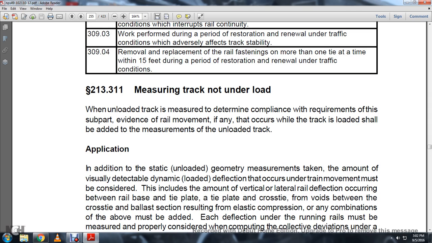All right, 213.311, measuring track not under load. When unloaded track is measured to determine compliance with the requirements of the subpart, evidence of rail movement, if any occurs while the track is loaded, shall be added to the measurement of unloaded track.